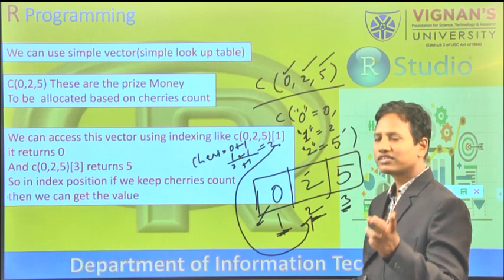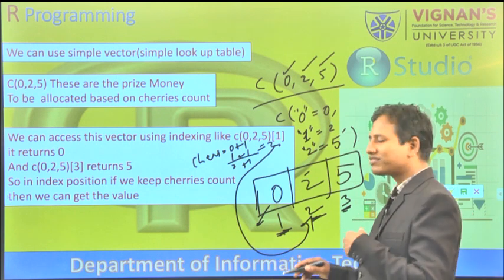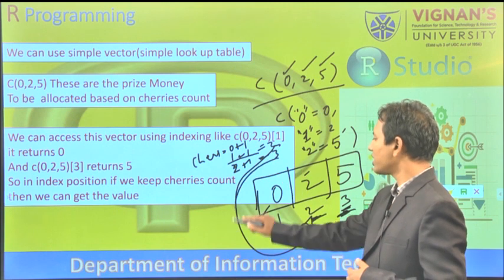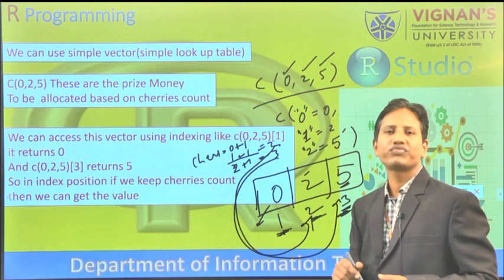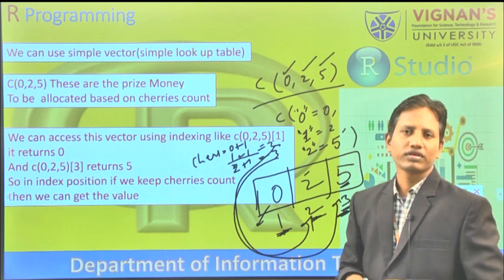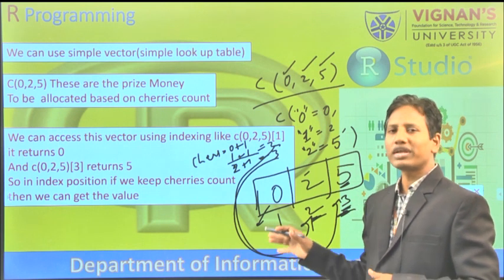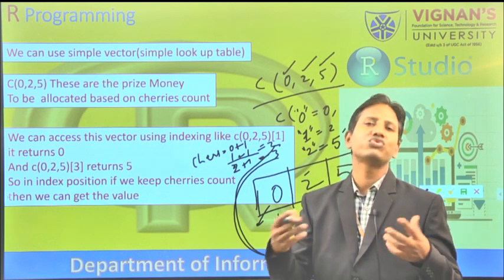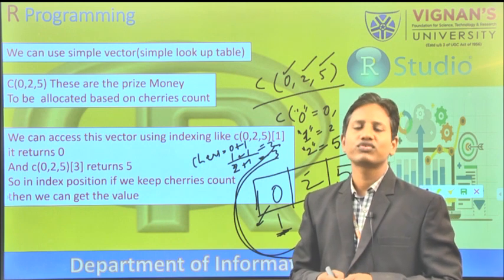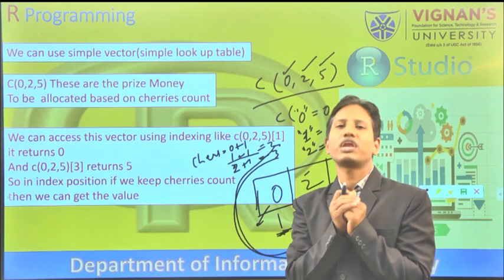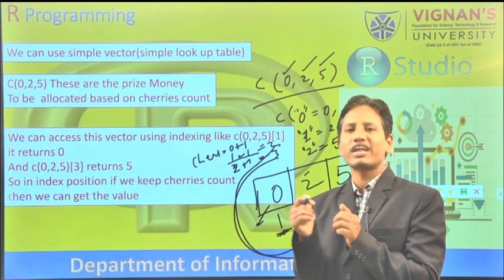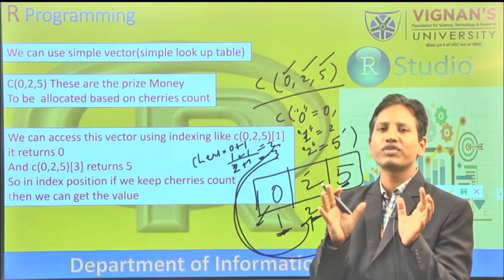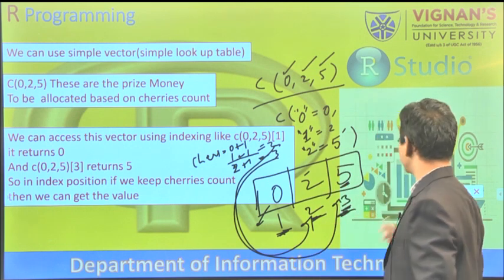If I have 2 cherries, the value will be 5, and that is present at location 3. So for this 2, if I add 1, the value will be 3, and I am going to get the value 5. So the point is that instead of using these if-else conditions, I can use these lookup tables easily, so that the code complexity will be reduced. Of course, the understanding part is critical, but once you understand this, the coding is going to be very, very easy. We'll see that code.